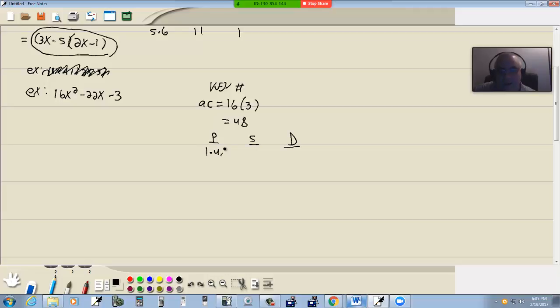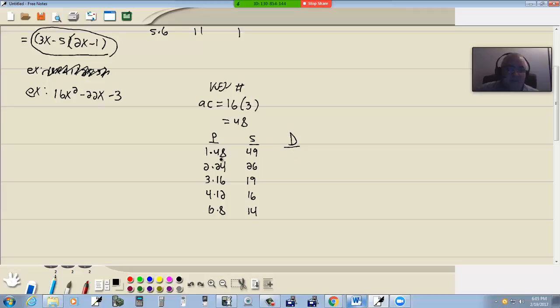We've got 1 times 48, 2 times 24, 3 times 16, 4 times 12, 6 times 8. Add them. 1 plus 48 is 49. 2 plus 24 is 26. 3 plus 16 is 19. 4 plus 12 is 16. 6 plus 8 is 14.